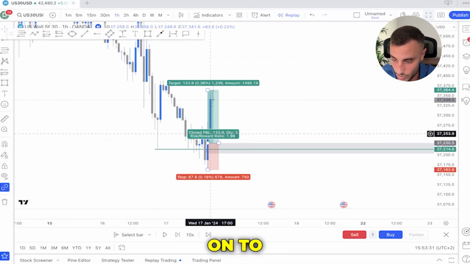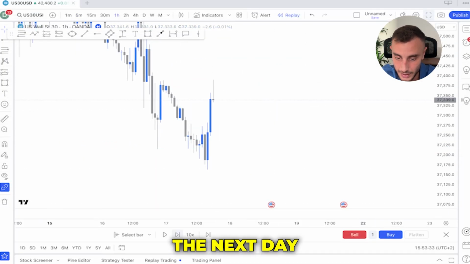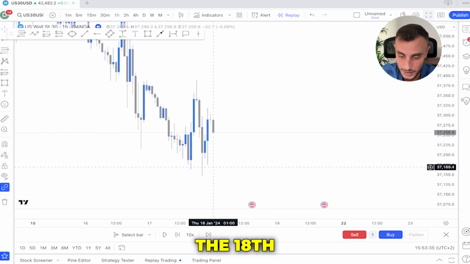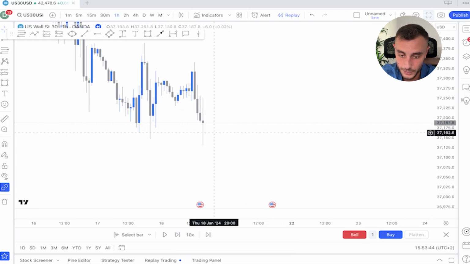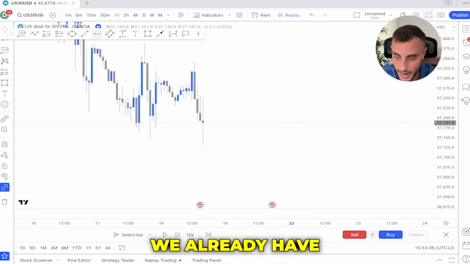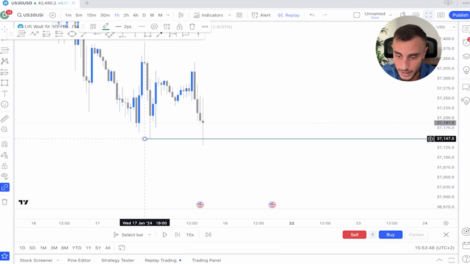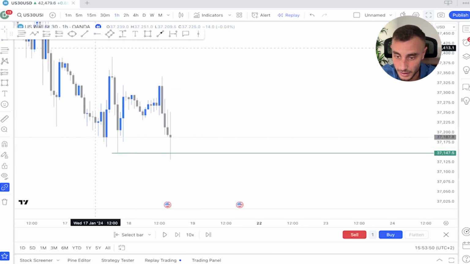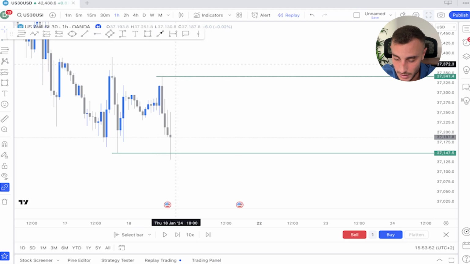Now let's move on to the next day, which is the 18th of January. Okay, we are here and check this out. We already have a sweep. Price swept this liquidity level right here. We have another liquidity level up here. And now let's go on the 5 minute.